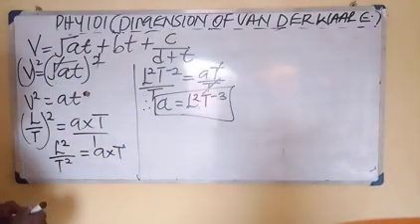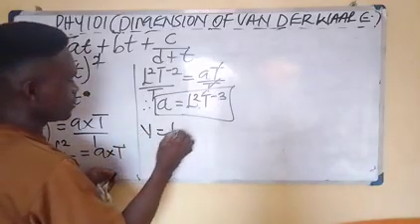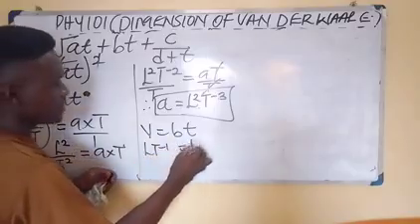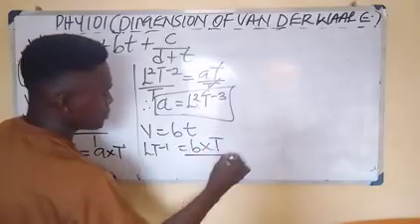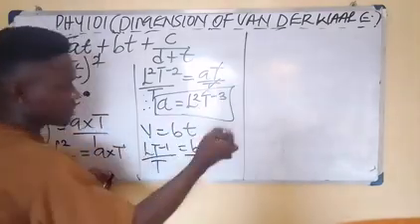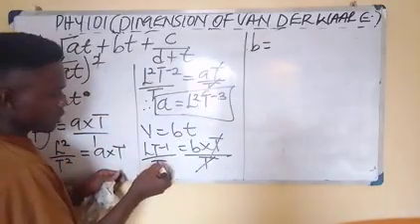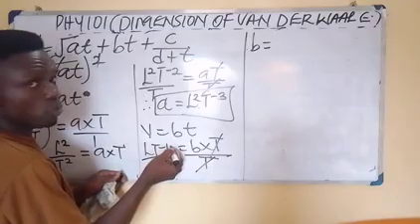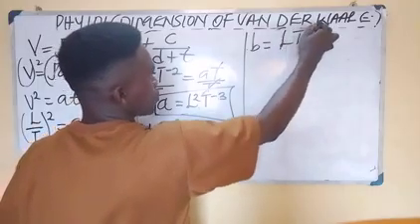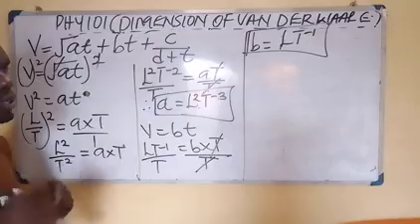So this is the dimension of A. Very easy. Now the next thing to do is to compare this with this. That is V equal to what? Bt. LT^-1, which is velocity, right? Then B times what? T. Divide both sides by T because we are looking for what? B. This will go into B. That is T will go into T, and now B is equal to, if this T goes up, becomes what? LT^-2. So that is how it is. Very, very easy.